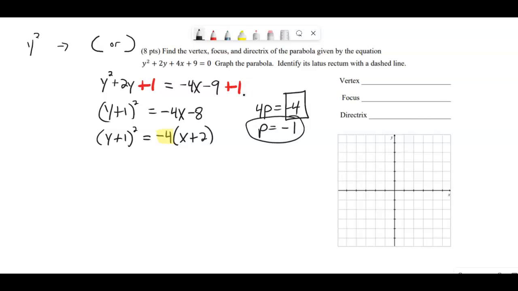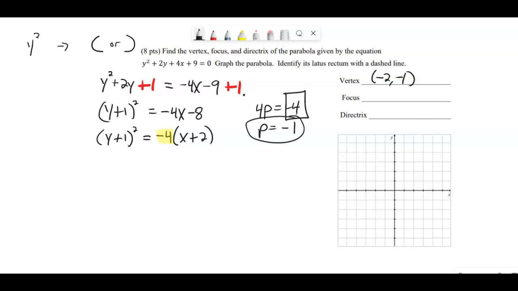All right, we can get our vertex now. The vertex is seen by what makes these linear factors 0. What makes the x 0 is negative 2. That goes first in the vertex. What makes the y term 0 is negative 1. That goes second in the vertex. Make sure you get them in the right order.